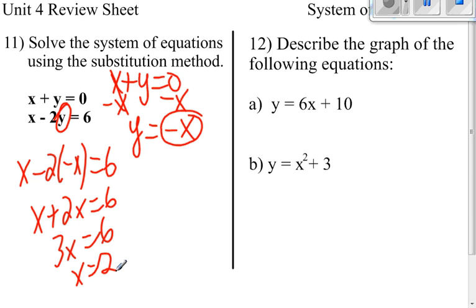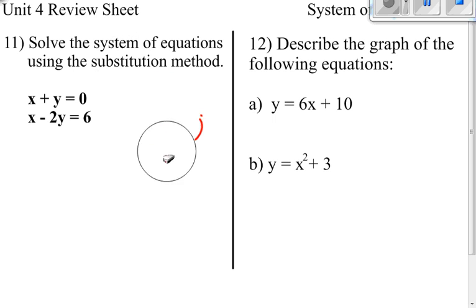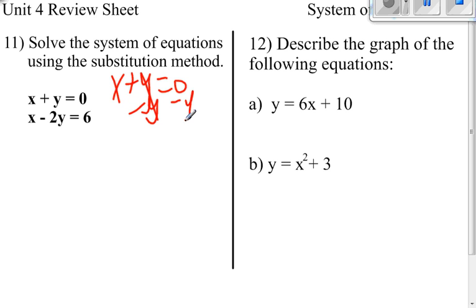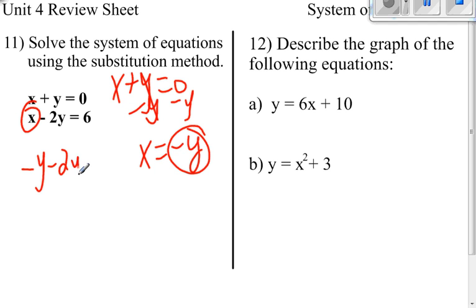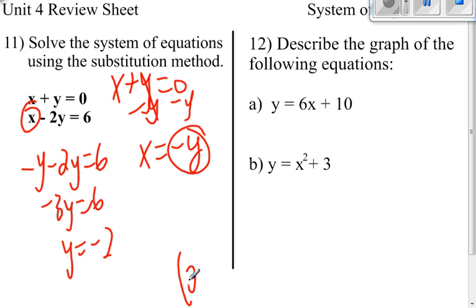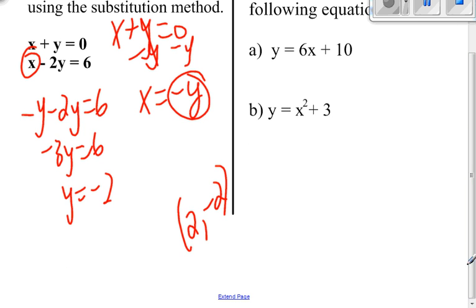Another way you could have done this using substitution is to get the x by itself. So x plus y equals 0, minus y from both sides, x equals negative y. Substitute that where the x is. Negative y minus 2y equals 6. Negative 3y equals 6. Y equals negative 2. So our answer of 2 comma negative 2 still holds. So let me put the work up for both.